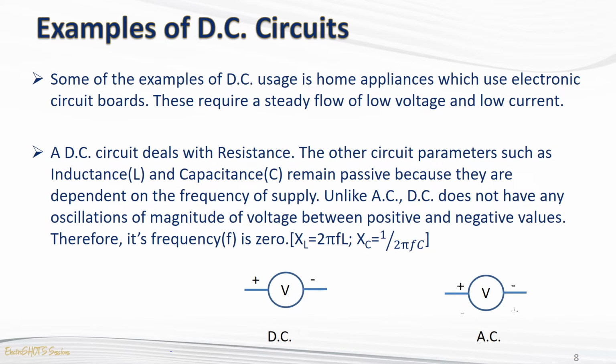Some examples of DC circuits can be seen in the home appliances which use electronic circuit boards. The requirement of such circuits is that they need a steady flow of low voltage and low current. A DC circuit deals with resistance primarily. There are other circuit parameters such as inductance and capacitance, but they remain passive because they are dependent on the frequency of supply. Now, unlike AC, DC does not have any oscillations of magnitude of voltage between the positive and the negative values. Therefore, its frequency factor F is 0.